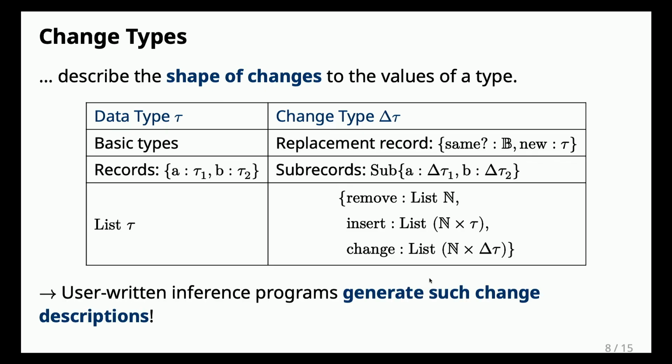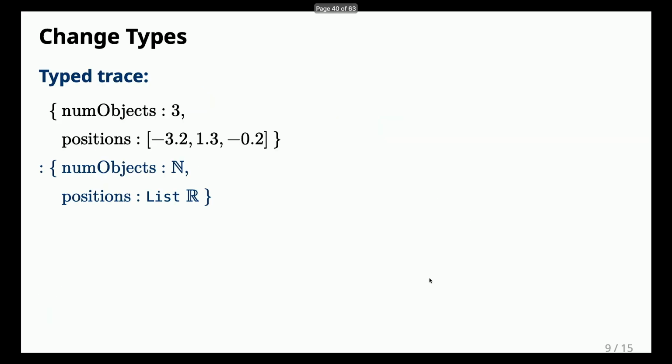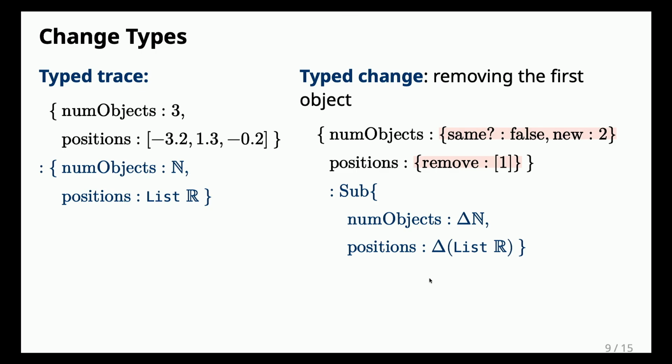And the inference programs that the user writes are actually going to generate such change descriptions, which are change types of trace types. As an example, if we have this kind of trace where we have a number of objects with certain positions, and we want to remove the first object, then the change will look something like this, where the number of objects is not the same as before and is now 2, and the first index of the positions list was removed. And this is kind of a smaller change than if all the indices shift around.